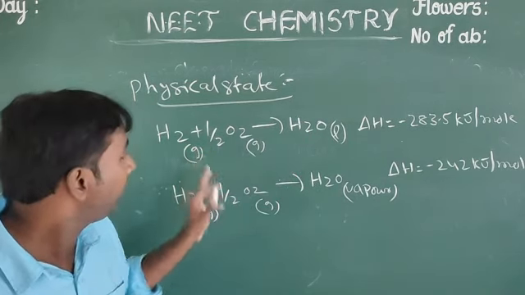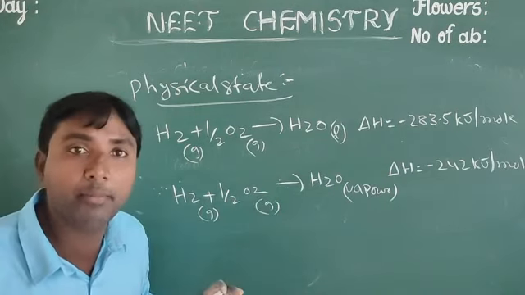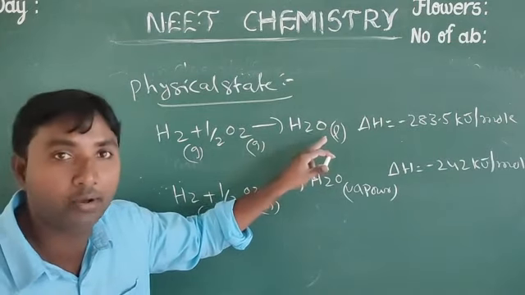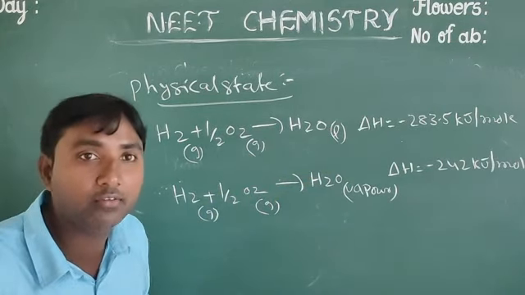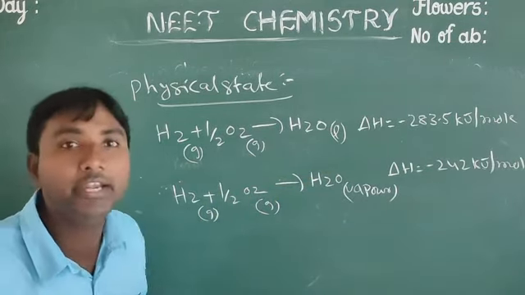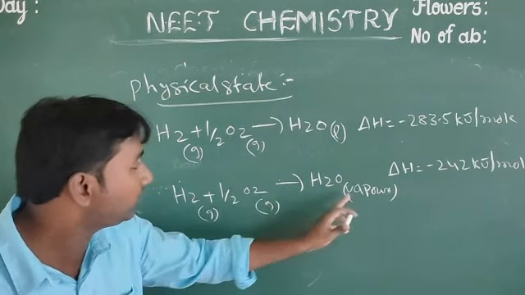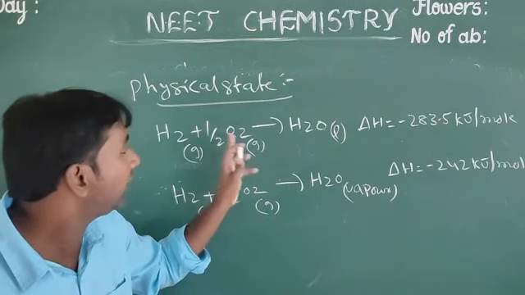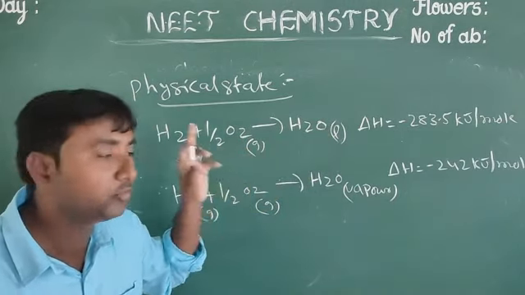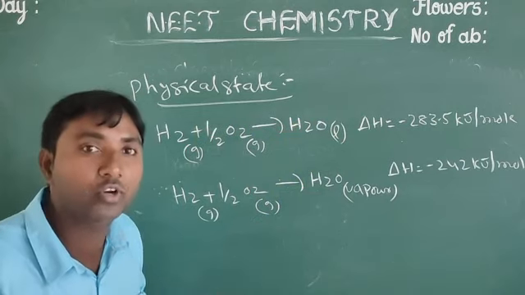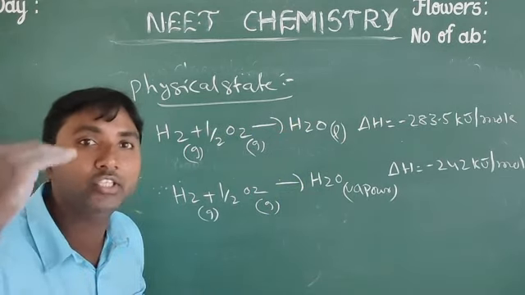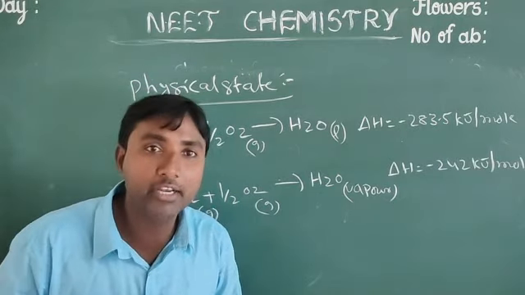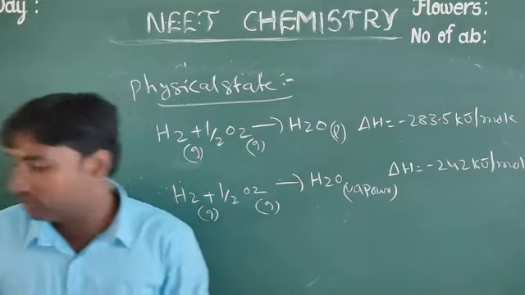Here gas to vapor, almost vapor means gas. Here gas converts to gas. Here gas converts to liquid. That's why when gas converts to liquid, more heat energy is released. Here same phase, gas phase and gas phase. Here gas phase, there liquid phase. That's why when the gas phase converts to liquid phase, more heat energy is released. These are the factors influencing the heat energy.